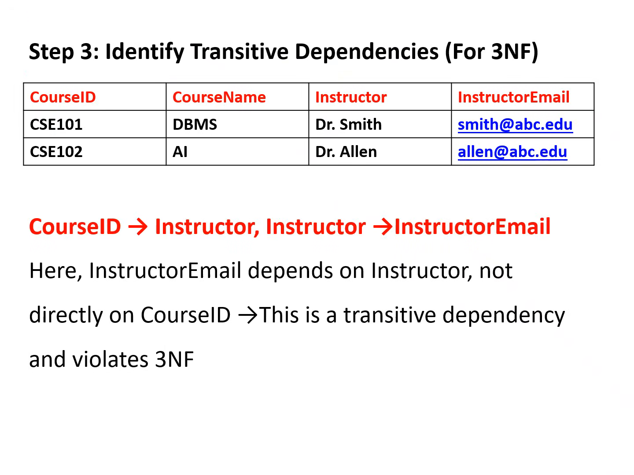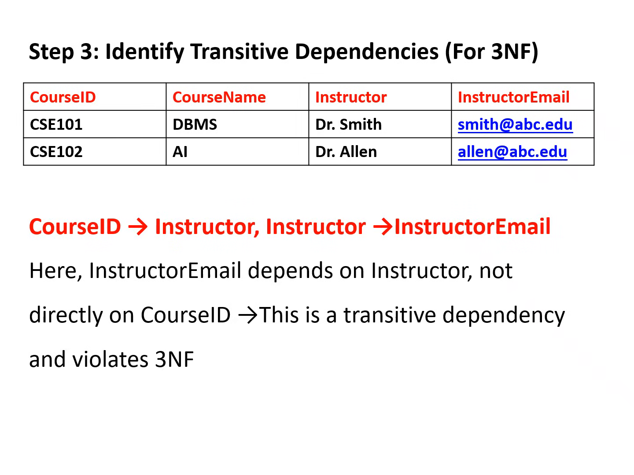Step 3. How to identify the transitive dependencies? Here course ID belongs to instructor, and instructor belongs to instructor email. But instructor email depends on instructor, not directly on course ID. So this is where the transitive dependency happens and it violates the third normal form.